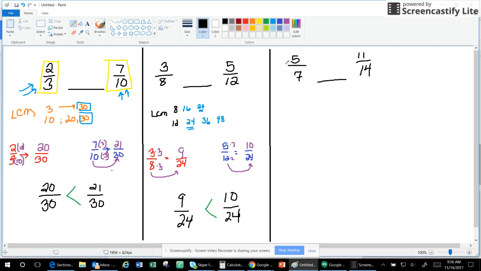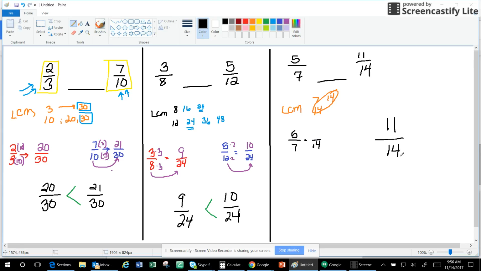So we're looking for the least common multiple of 7 and 14, and this one is going to be nice and simple. Least common multiple of 7 and 14, and it's going to be flat out 14. It's going to be real nice and easy. 14 is the least common multiple. So I only need to get the 5 over 7 to turn into something with a 14 on the bottom. The 11 over 14 is already done for me.